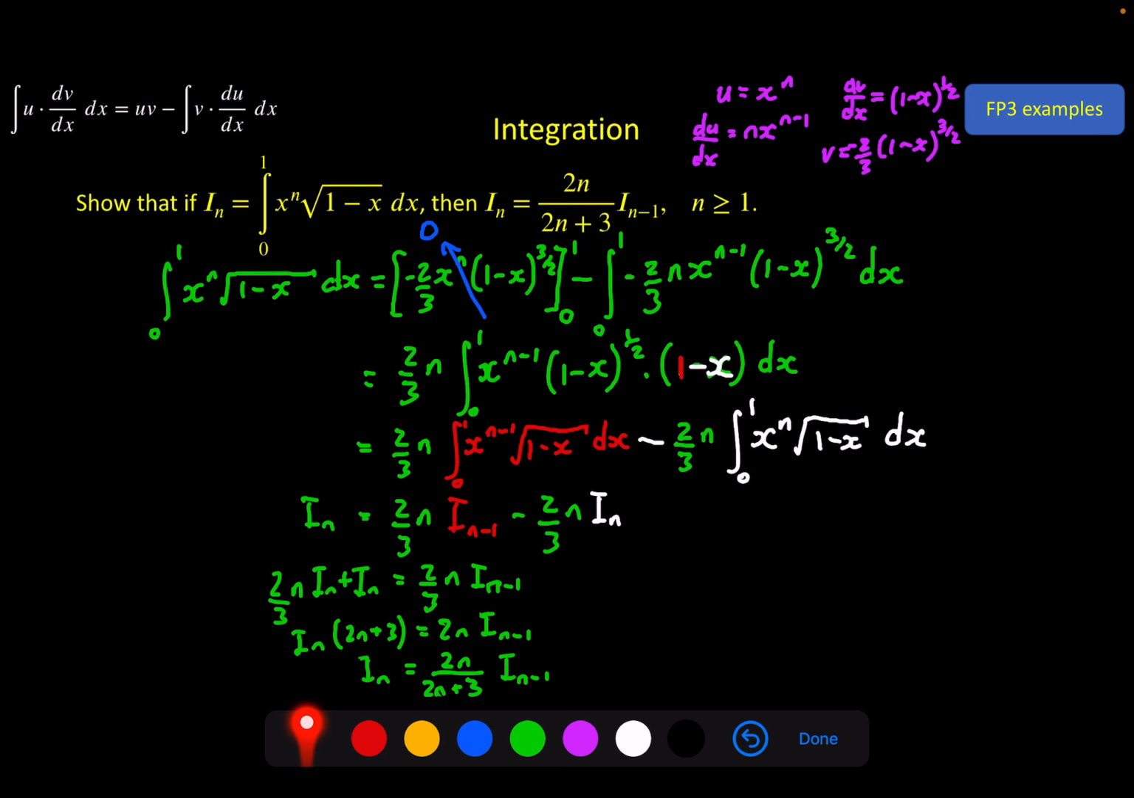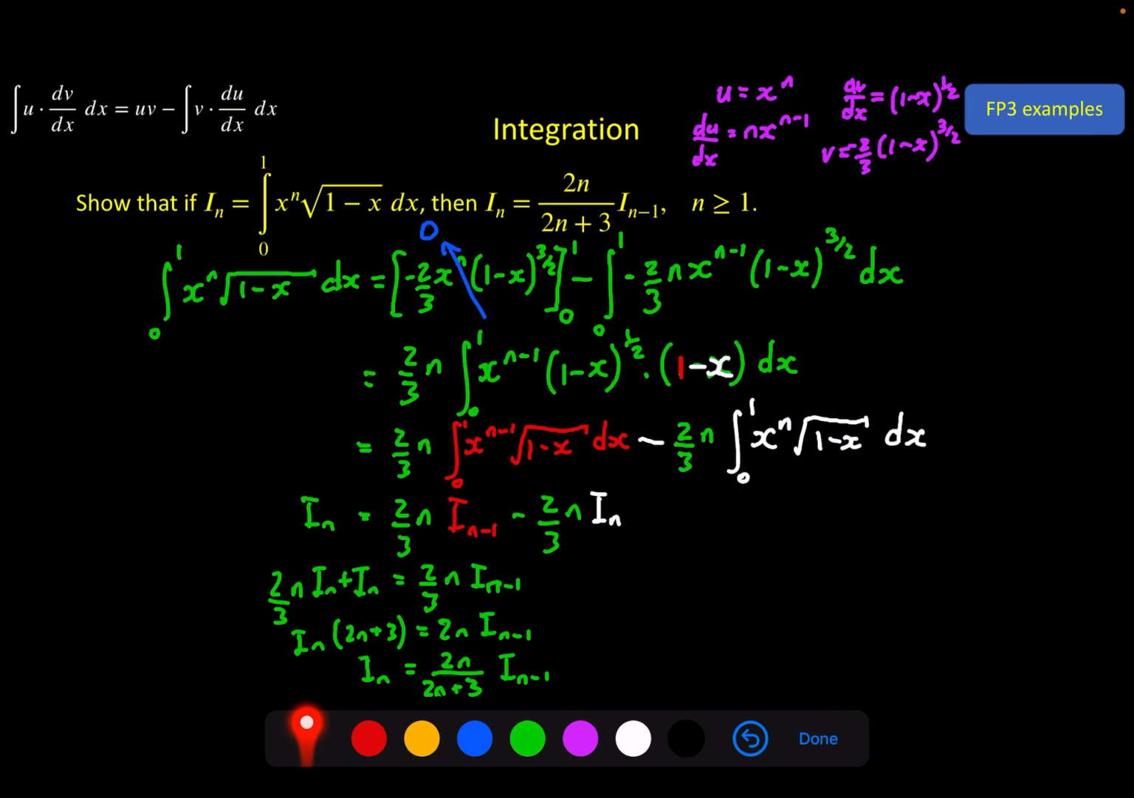So there's a lot of work there. Fortunately, in this question, we don't then have to use it. We just had to show the reduction formula was this. This is a very useful trick. This is one of the methods that you'll use in different questions. So take note of that.